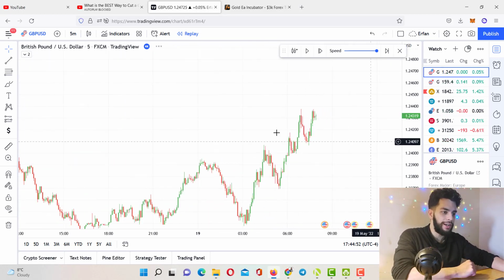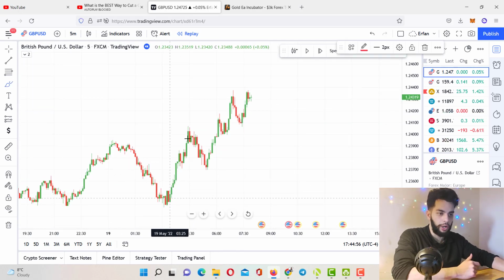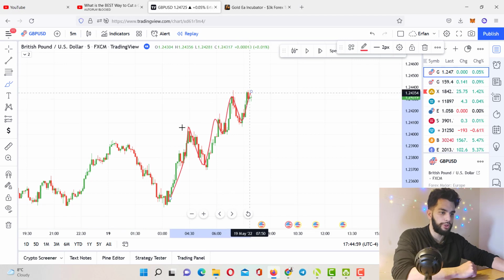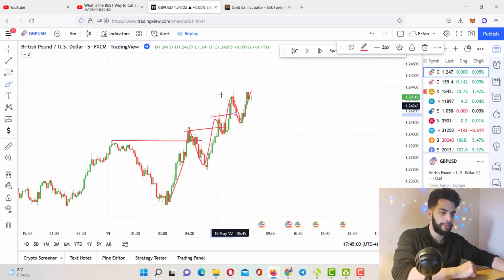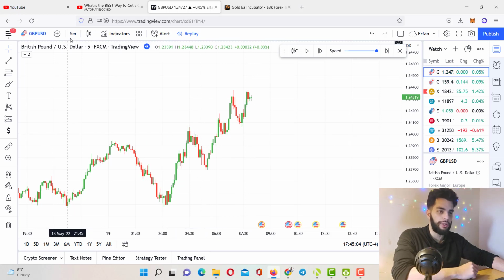So as you can see, guys, GBPUSD on the 5-minute time frame, we have higher highs and higher lows, multiple breakout structures towards the upside, this one. So we know that the trend of the market is kind of towards an uptrend on the 5-minute time frame.